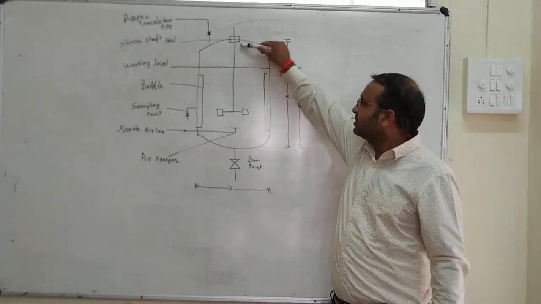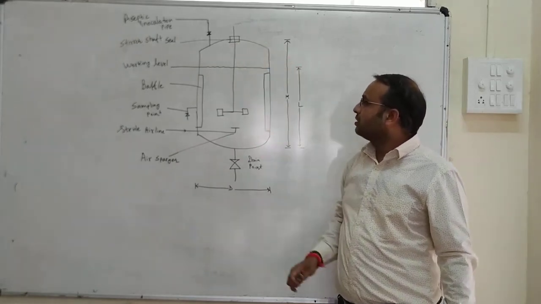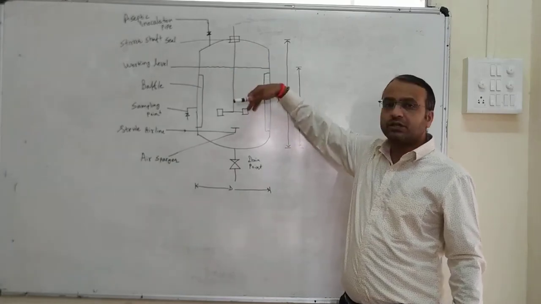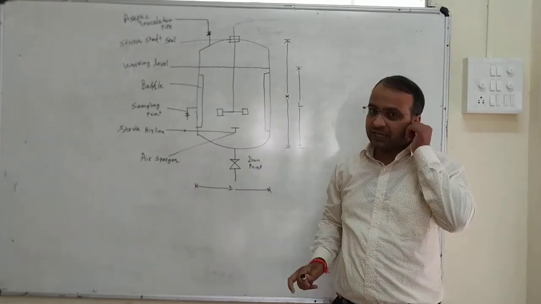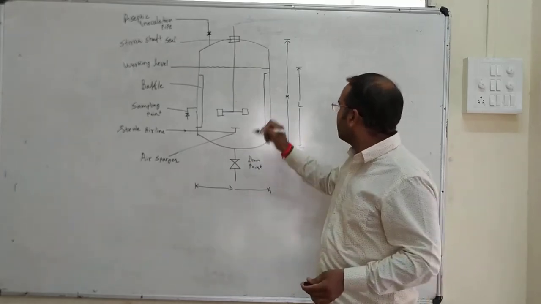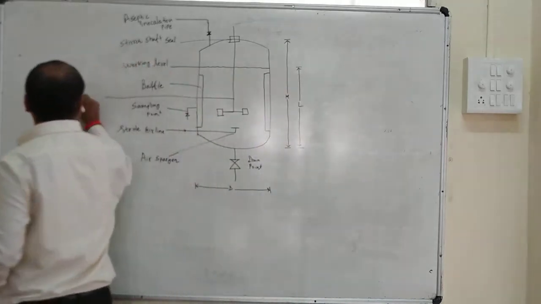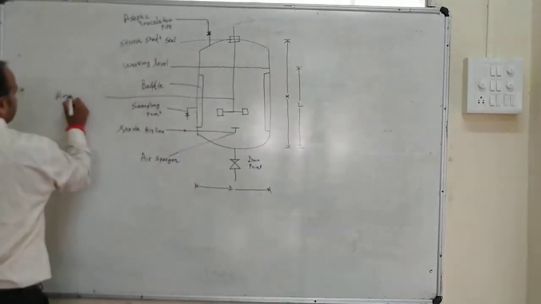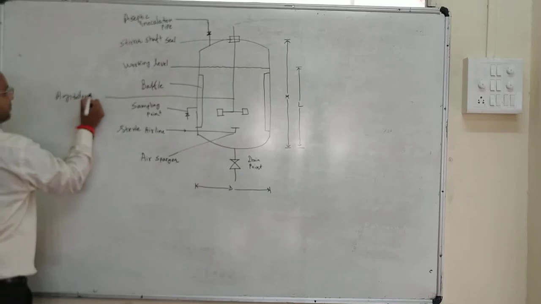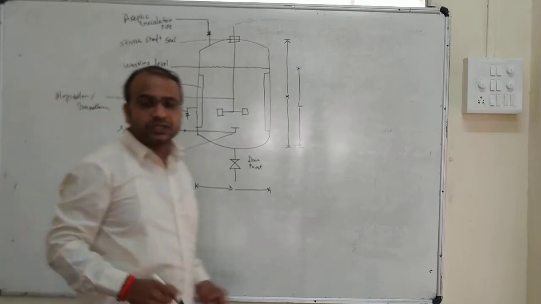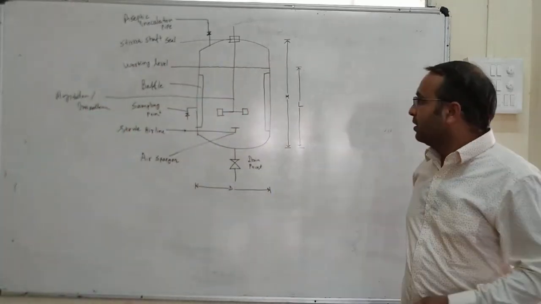The stirrer is the joint by which it passes into the reactor. This is called the stirrer shaft seal. Here we can label this as an agitator or impeller. Okay, fine. So this is an agitator or an impeller.